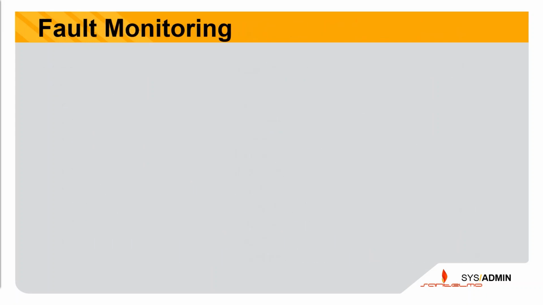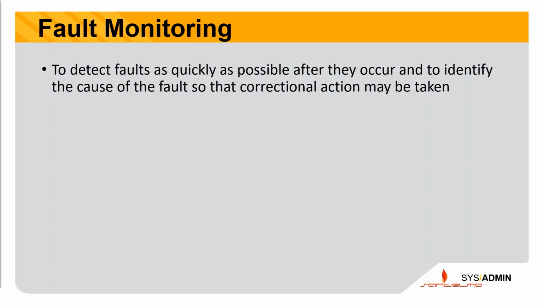Okay, so next would be fault monitoring. The aim is to detect faults as quickly as possible after they occur and to identify the cause of the fault so that corrective action may be taken. As systems administrator, it's our duty to maintain a fault-free network.